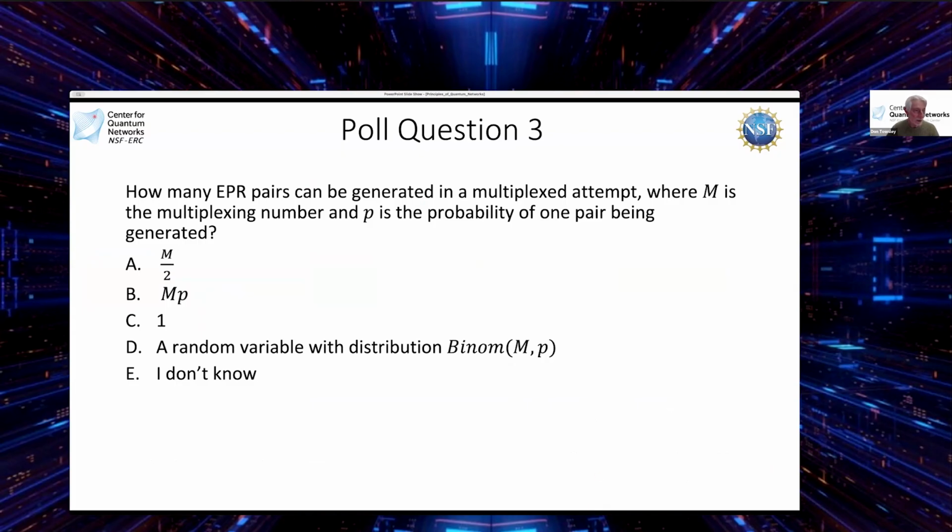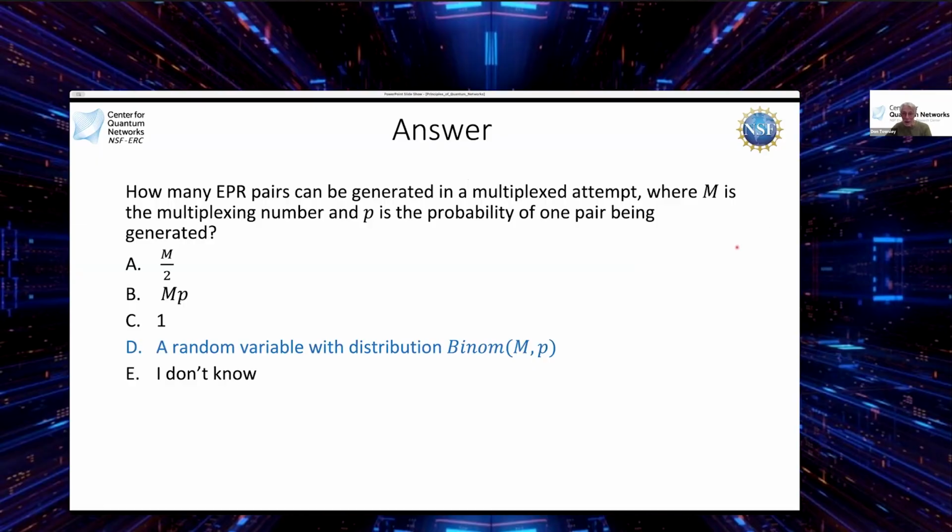Okay, this brings us to the third poll question: how many pairs can we generate in a multiplexed attempt? Where M is the maximum number and P is the probability of successfully generating a pair. Is it M over 2? Is it the product of M and P? Do we always generate one? Or is it a random variable with a binomial distribution? Or is it not at all clear what it might be? So take a few tens of seconds.